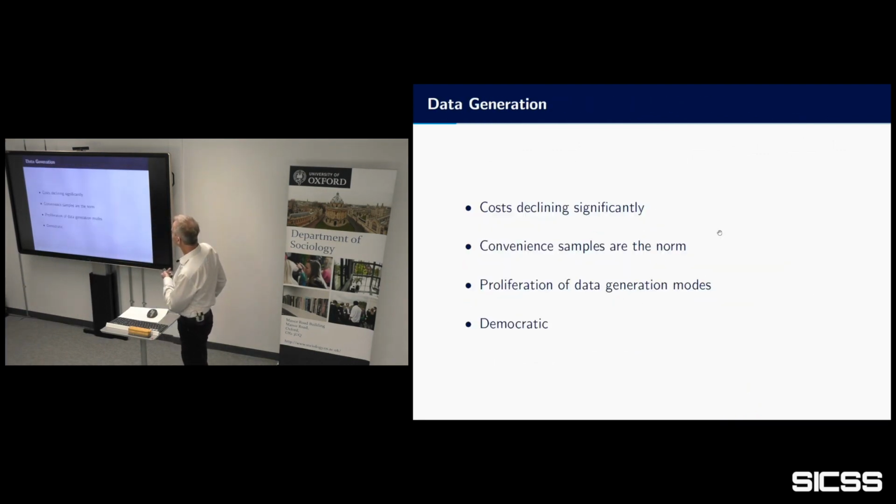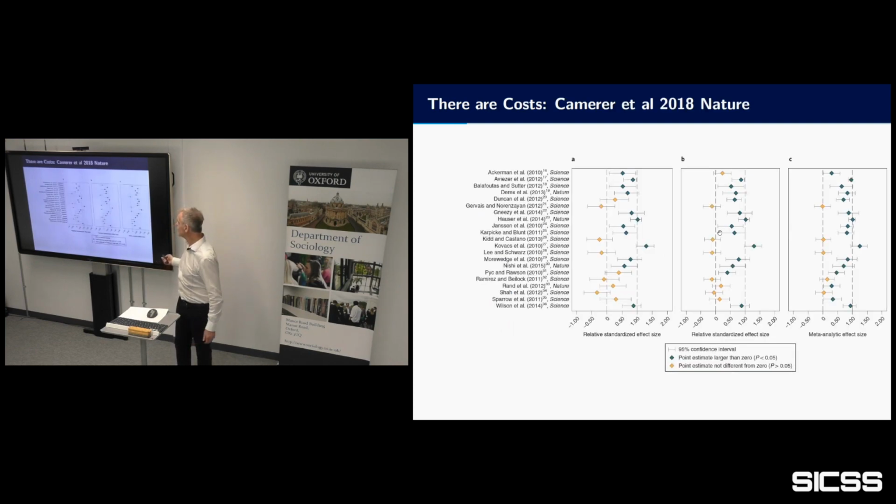Great. So the reason we have this problem, I think, is because of this democratization of data generation, the fact that the costs of data generation have been dramatically reduced, the fact that people generate data using all kinds of data generation modes, right?